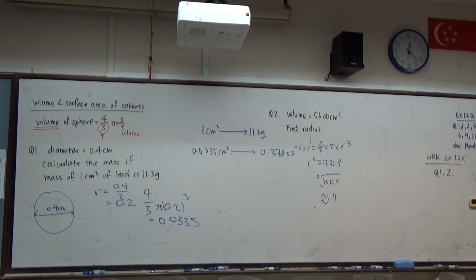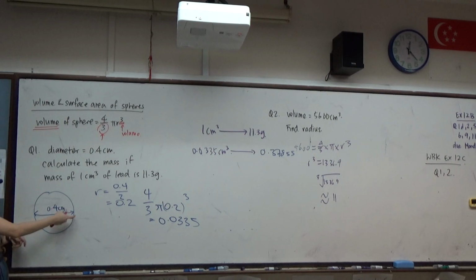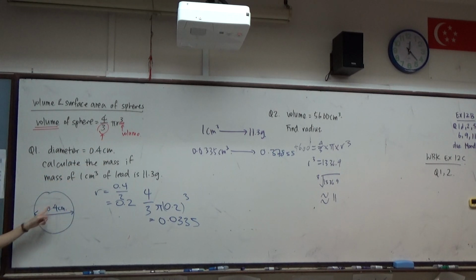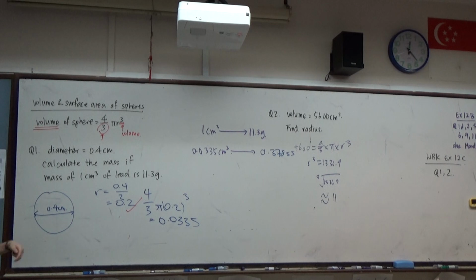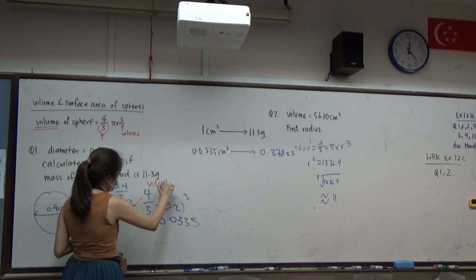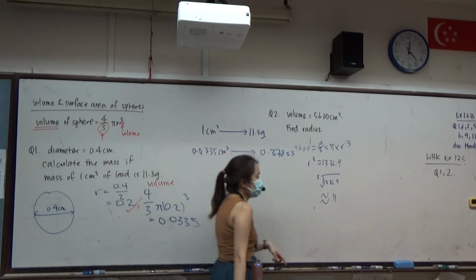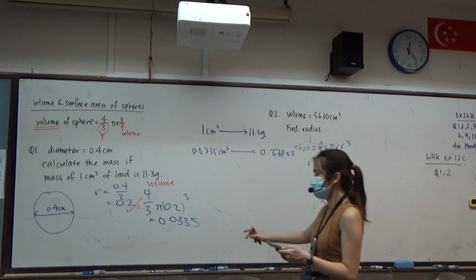Question 1, as I explained earlier on, we need to first find out the volume of the sphere. The volume of a sphere has R inside it. We are given the diameter, therefore I must take the diameter divided by 2 to determine the R. That's the first thing that needs to be done. Then we find the volume, which is 4 over 3 pi R cubed. And we will get about 0.0335.